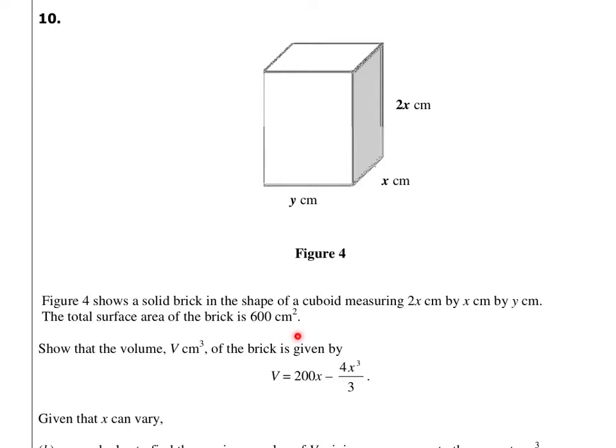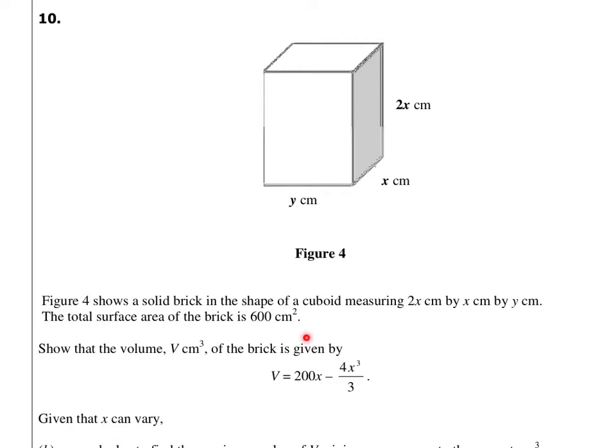Now the really important thing here is to notice that it gives you that the total surface area of the brick is 600, which means you can now create an equation with x and y, which you'll be able to use to help you find the volume. This is like a restriction that you need to use. So I'm going to work out the surface area.